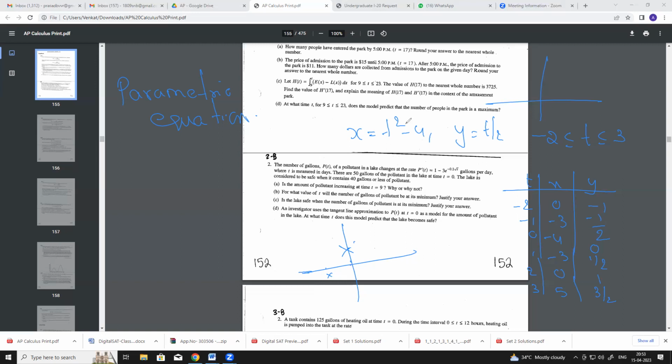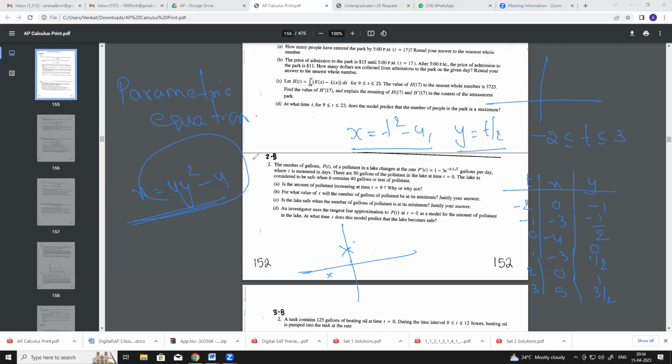Let me find the equation relation between these two. x is equal to t square minus 4 and y equal to t/2. So I am replacing t with 2y, so x is equal to 4y square minus 4. So the equation would be x is equal to 4y square minus 4. This is the equation that the parameter represents.